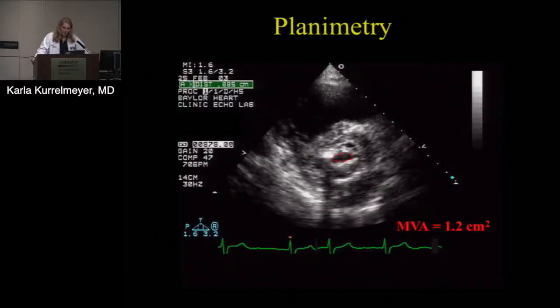In mitral stenosis, you can also planimeter the valve if it's not too calcified and you have a good image quality. Frequently, we can't do this because of all the blooming artifact from the calcium, but in this particular case, we could, and the mitral valve came out at 1.2 centimeters squared.